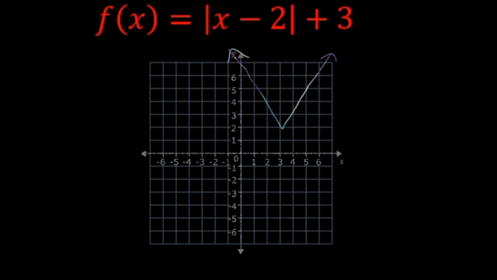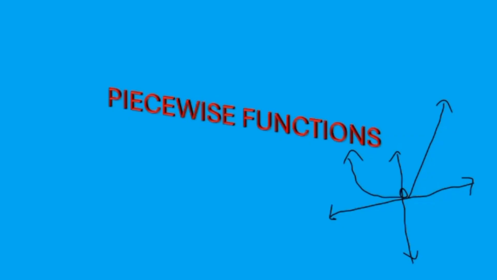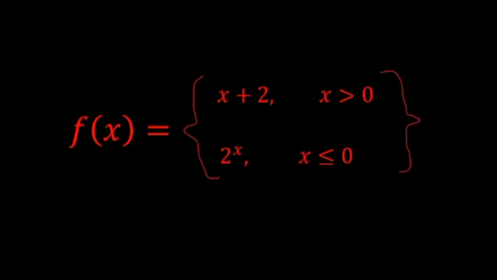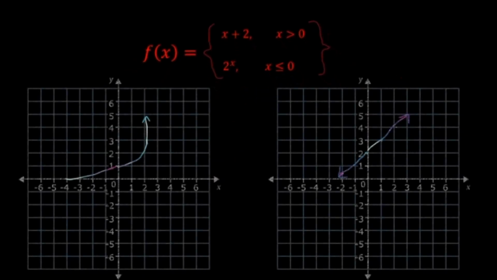Now we'll be talking about piecewise functions. This is when we build a function step by step. It's like a custom function, a sandbox if you will. Now, here's an example. F of x is equal to x plus 2 when x is greater than 0 and 2 to the x when x is smaller than or equal to 0. This will give us a graph that looks like this.